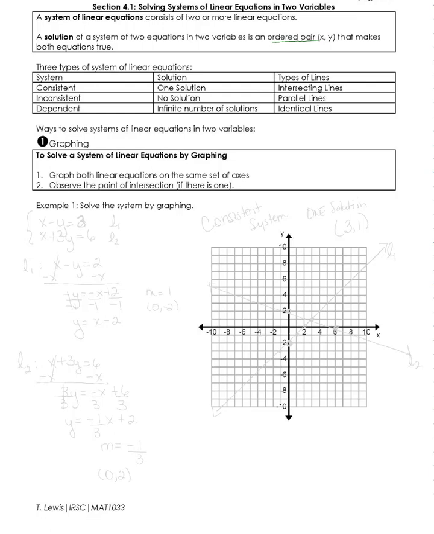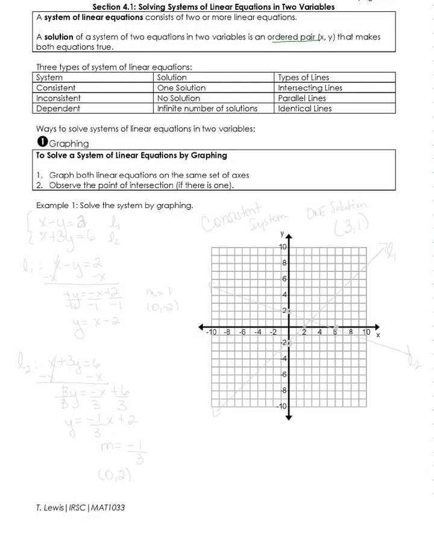of linear equations. We have a consistent system, which has one solution. The type of lines will intersect. We have an inconsistent system, which has no solution. Those would be parallel lines. And then we have a dependent system, which has an infinite number of solutions. The type of lines, identical lines.